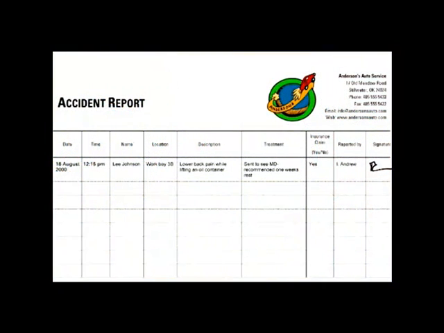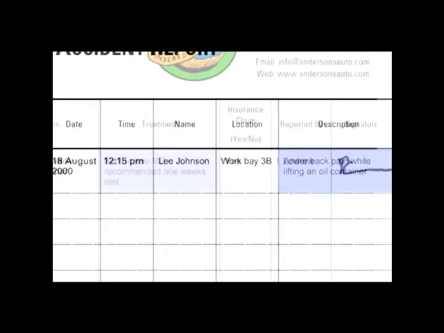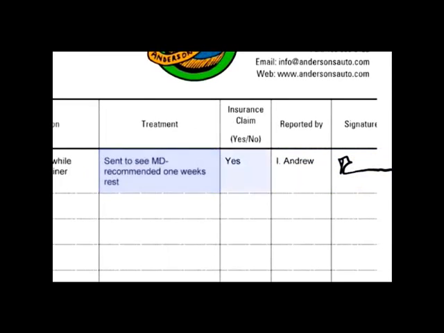Let's look at a sample of an accident report. Firstly, we need to record the date and the time when the accident happened, the name of the person who's injured, the place where the accident happened, the details of the accident, and the treatment. We also need to note if the accident will be subject to or covered by any insurance claims. Finally, we need to sign and write down our names as reporters.